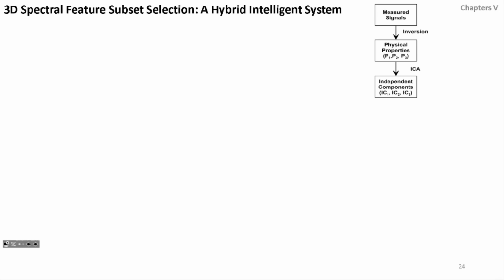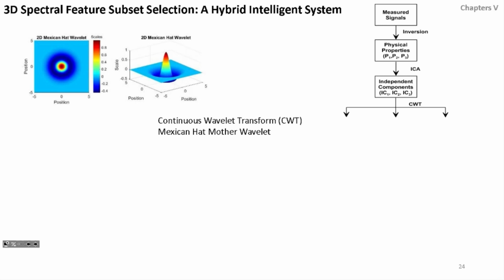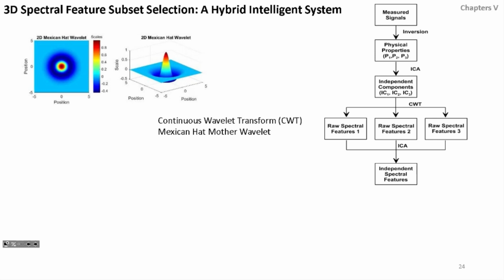In this stage, we use a continuous wavelet transform to decompose the 3D independent component images into several raw spectral features. This decomposition eventually helps to separate more overlapped features that remain in each independent component. Then the algorithm again uses ICA to separate the frequency-dependent features, to extract independent spectral features to be fed into the machine learning procedure.